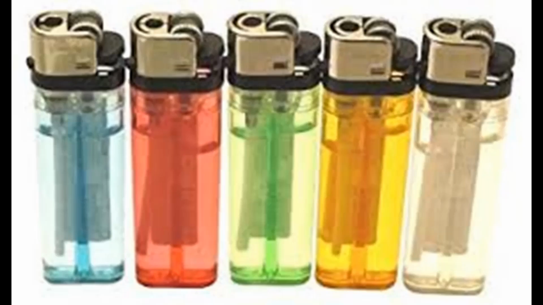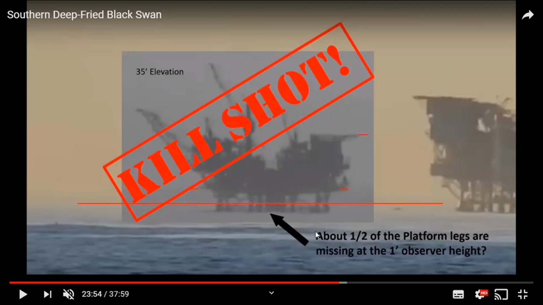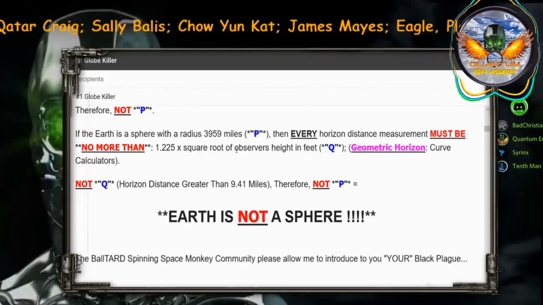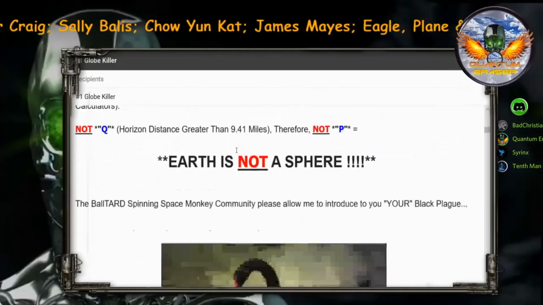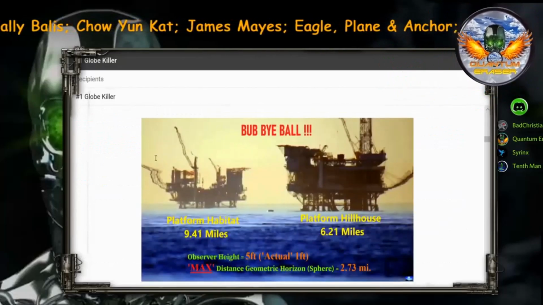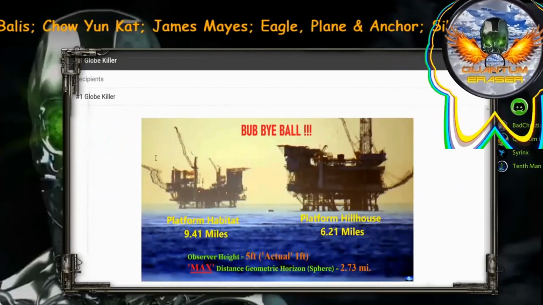QE keeps getting geometric and apparent confused. I guess it'll take him about 9 months before he realises the mistake he's making. And if you've been watching Blue Marble Science, he's been holding QE's feet to the fire on that point many a time. Well done, mate. The BALLTARD spinning space monkey community, please allow me to introduce to you your black plague, the Black Swan. There it is. Bye-bye, ball.